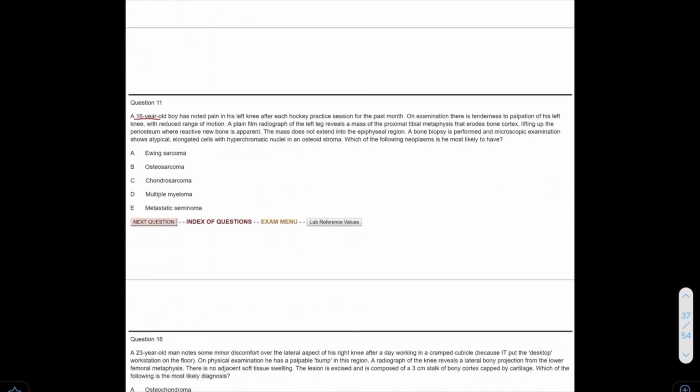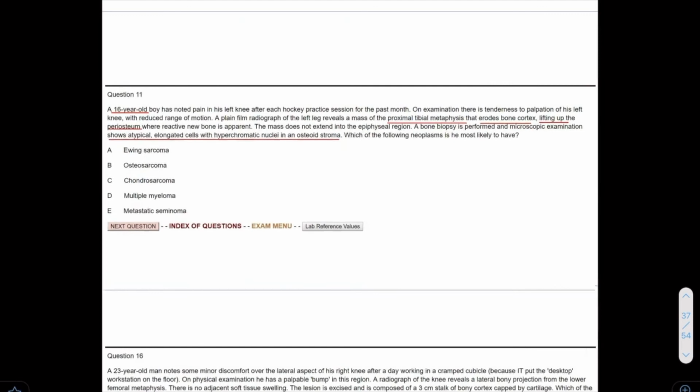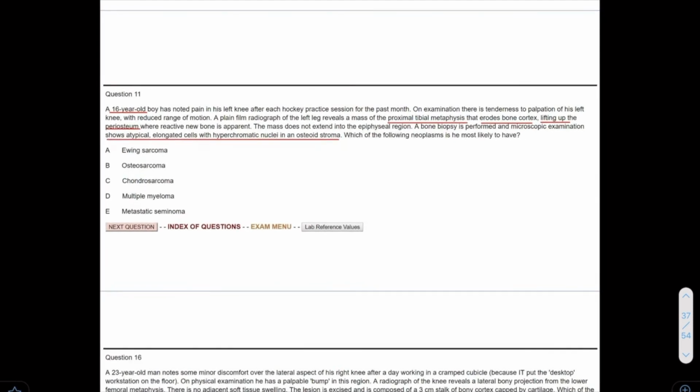Next question, 16-year-old boy who has pain in his left knee. In the proximal tibial metaphysis, which erodes bone cortex, lifting up the periosteum. So what they mean here is a periosteal reaction, aka Codman's triangle. And then they show you atypical cells, blah blah blah blah blah. They're just describing the histological features of the which tumor? Do you know? Right, so that would be osteosarcoma, okay?